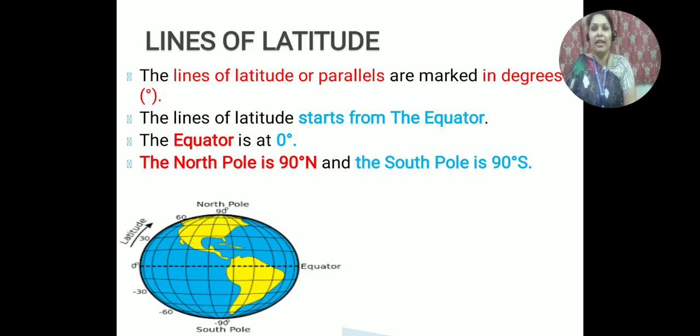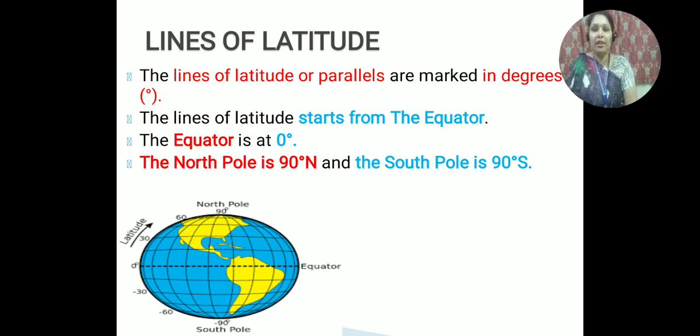The lines of latitude, or parallels, are marked in degrees. On the left-hand side is the picture of the globe, and the many black lines drawn from east to west are marked in degrees. Particular degrees are allocated to these lines of parallel.